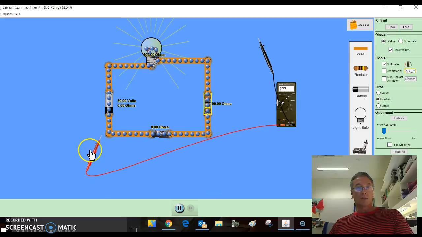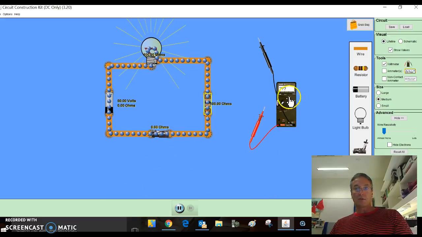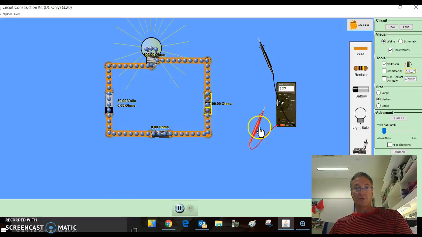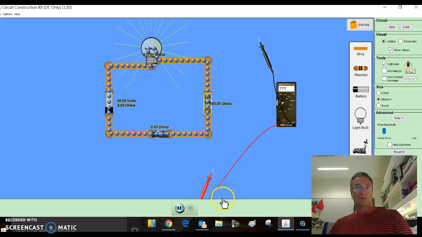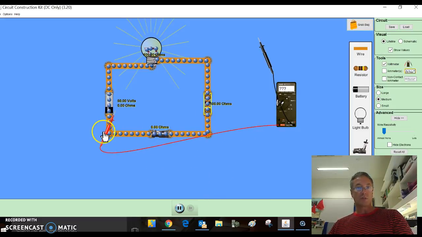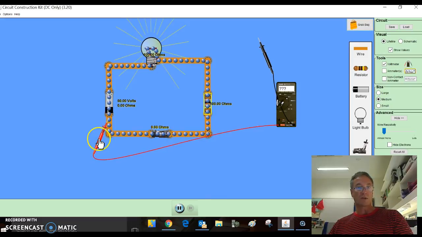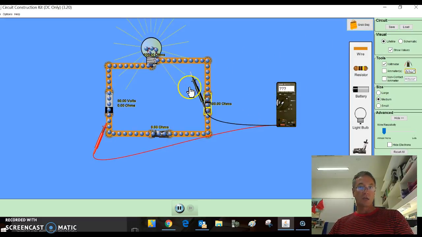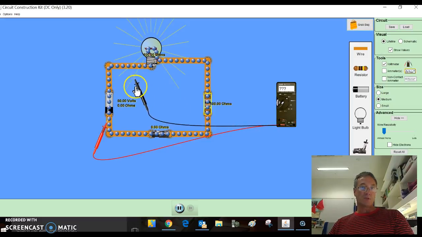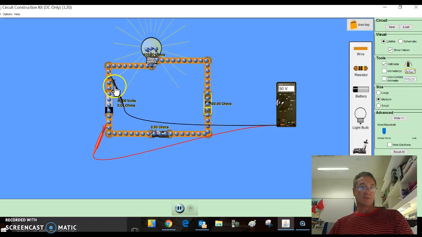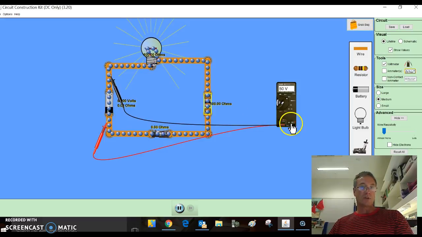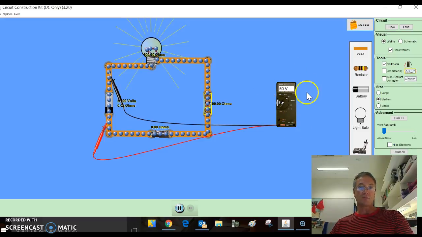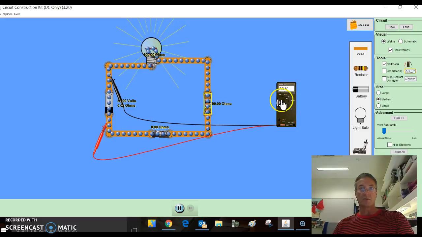So I'm going to use this instrument, which is a voltmeter, to measure the electrical potential difference between one side of the battery and the other. Now, what do you think it will be? I'm hoping you said 50 volts. It's a 50 volt battery, so we should have a potential difference between the terminals of 50 volts, and we do.